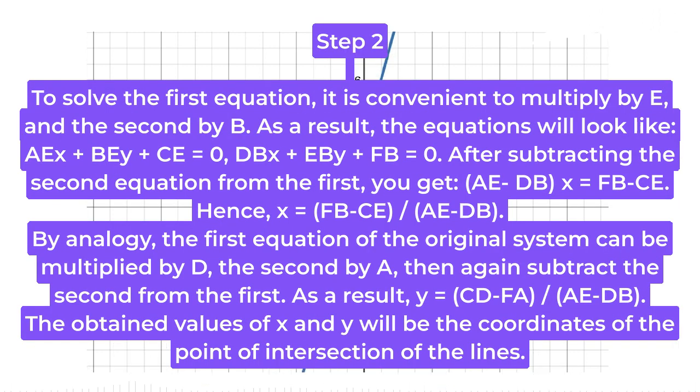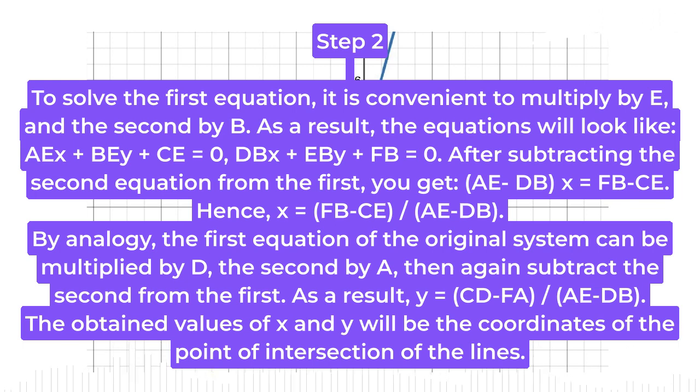Step 2. To solve, it is convenient to multiply the first equation by e, and the second by b. As a result, the equations will look like aex plus bey plus ce equals 0, dbx plus eby plus fb equals 0. After subtracting the second equation from the first, you get (ae - db)x equals fb - ce. Hence, x equals (fb - ce)/(ae - db).